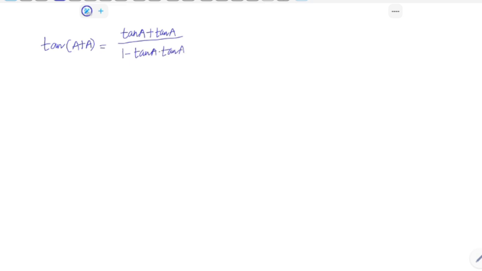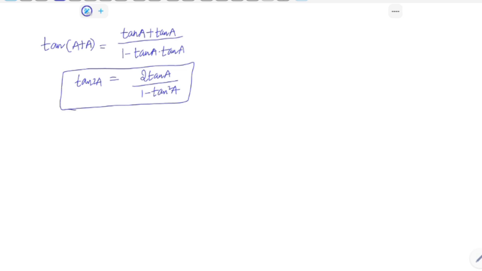So what is tan A plus tan A? 2 tan A. So 2 tan A by 1 minus tan square A. Okay. So this is the formula for tan 2A, which is 2 tan A by 1 minus tan square A.